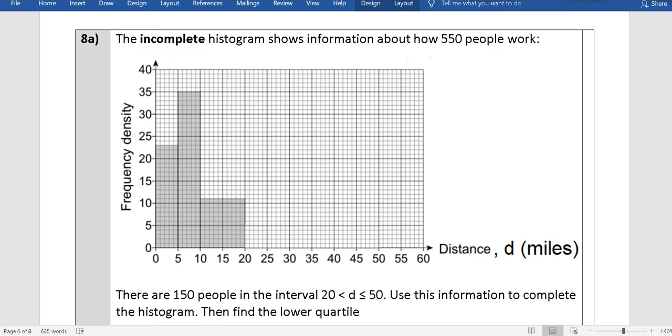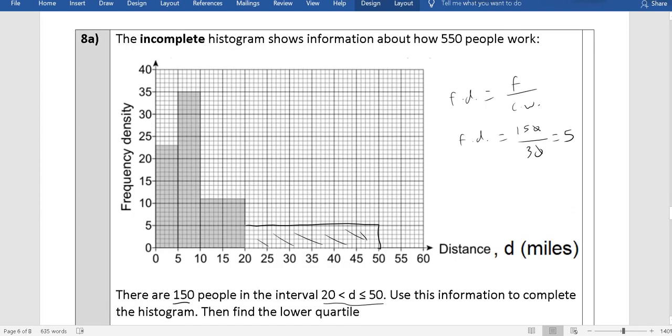So there are 150 people in the interval 20 to 50. I want to complete the histogram, so I'm going to do so using the formula frequency density is frequency over class width. Now the class width between 20 and 50 is 30. The frequency is 150. Now 150 over 30 is 5, so that means that between 20 and 50 I want to have a bar which is 5 high in terms of frequency density. So that's my completed histogram.